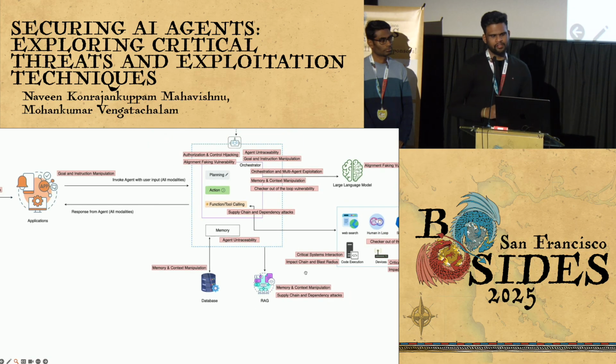So to summarize, this is a very important slide that tells us how vulnerable these AI agents are. Securing AI agents is not about safeguarding one AI model. It's about safeguarding the entire AI agent chain, or AI agent pipeline, starting from input and memory to orchestration, and then all the way to multi-agent interaction.